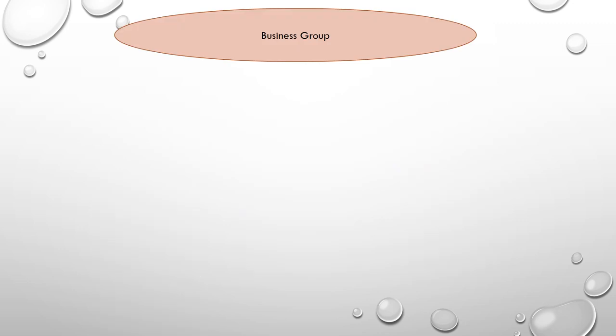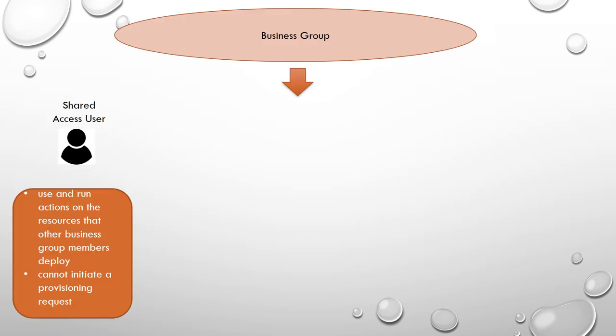The next set of roles are business group roles. They're designated inside a business group. Let's talk about them. The first one would be the shared access user. Now, this user can run actions on the resources that other business group members deploy, although it cannot initiate a provisioning request. You need to understand that it can run actions on the resources that other business group members have deployed, but it cannot create a provisioning request of its own.